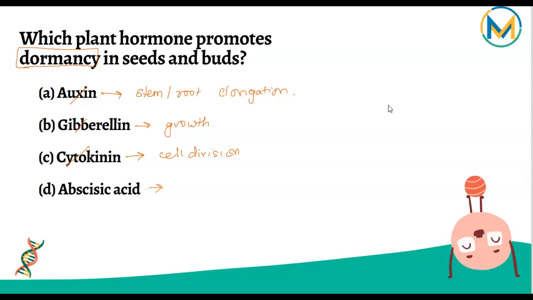The last one, abscisic acid, it's a stress hormone. That means only when there is a favorable condition, it's going to help the seed and the bud to grow. So D, abscisic acid, is the right answer here.